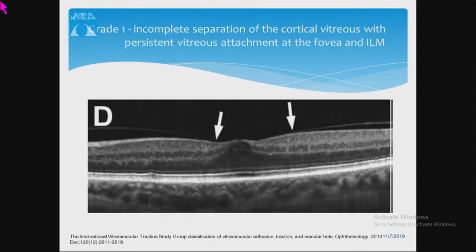This is the OCT image describing grade 1 VMT, showing the incomplete separation of the cortical vitreous with the persistent vitreous attachment at the fovea and ILM, with no cystic changes but altered foveal contour.